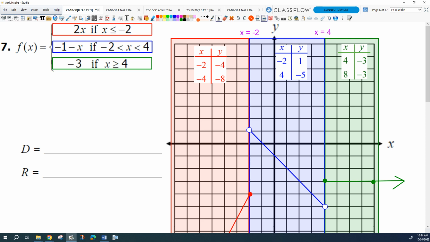Next step, domain and range. Okay, so remind me, now we haven't talked a lot about domain and range yet, but I want to just start thinking about it now. We're going to look at that in more detail.